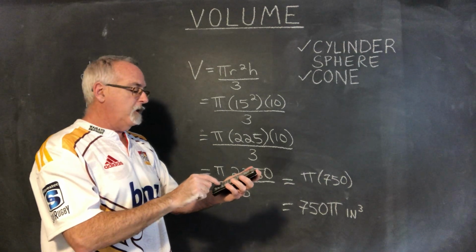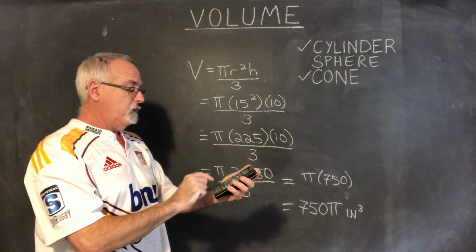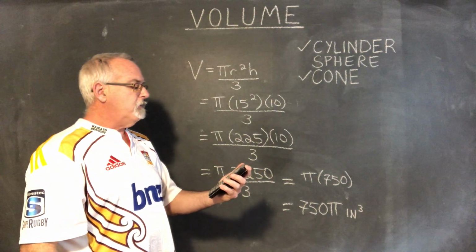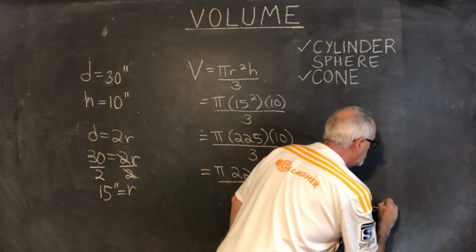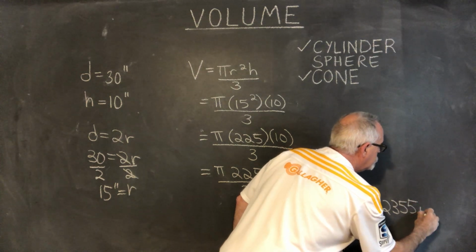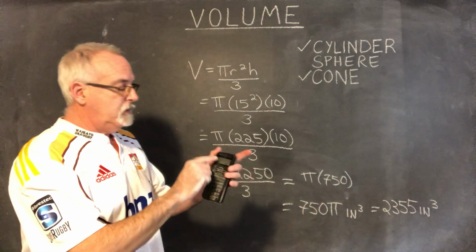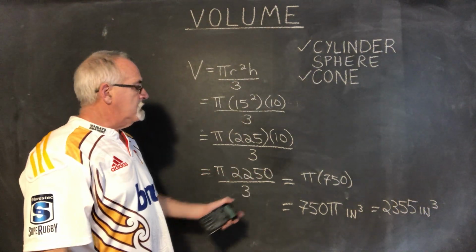And use 3.14. 750 times 3.14 equals 2,355. Is this going to fit? Inches cubed. And again, it gave me a whole number answer. I didn't have to round to get that, but it's still rounded because I used 3.14.